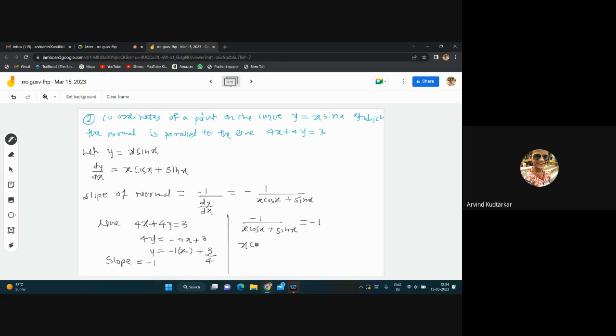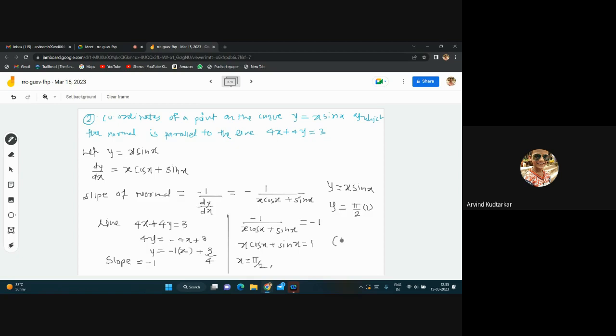So x is pi by 2. What they asked is to find the coordinates of the point on the curve, but we have got only the abscissa, the x coordinate. How do you find the y coordinate? Substitute x equals pi by 2 in the equation of the curve, y equals x sin x. So y equals pi by 2 into sin of pi by 2, and sin pi by 2 is 1. So we have x and y, the coordinates of the point.